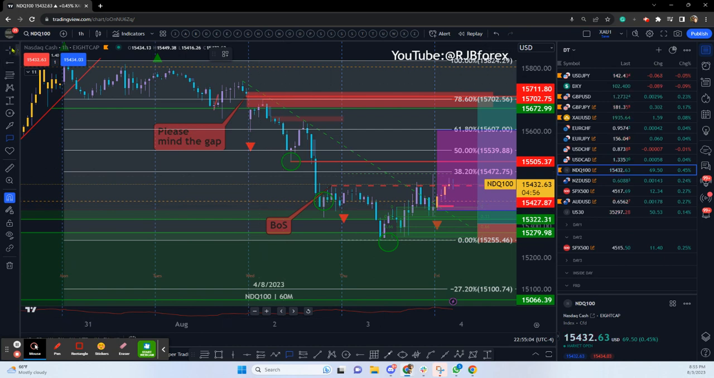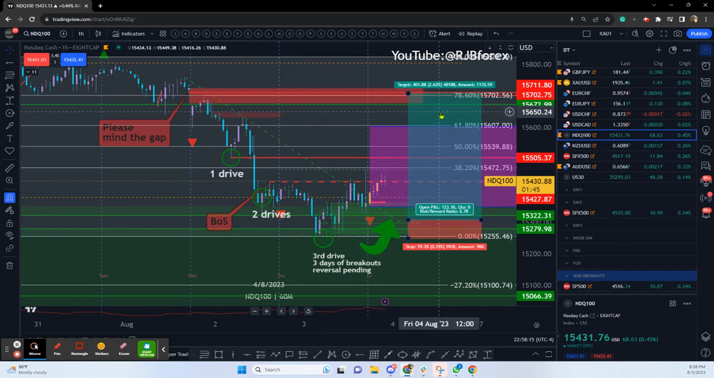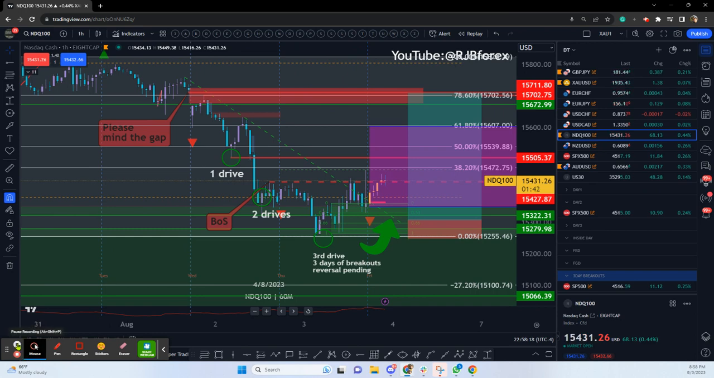I've said already, okay, 1, 2, 3 drives into the lows out of the opening range of the week, Monday and Tuesday, for prospects of a reversal on Friday. Again, we want to come in buying low to go up. So I've just marked those drives: 1 drive, 2 drives, 3rd drive, 3 days of breakouts. Put it over to the 3-day breakout section for a drive higher. Reversal pending.